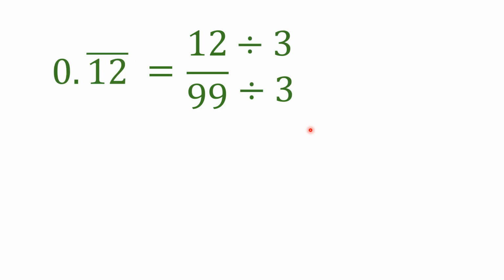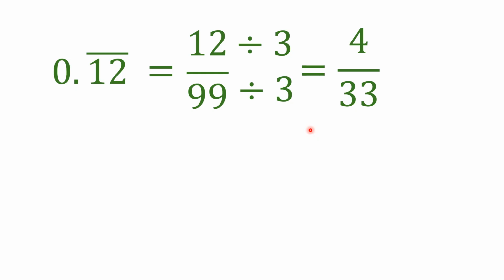So if two numbers are being repeated, you have to put it over nines. So it will be 12 over 99, because this is two digits repeated, so it's 12, 12, 12, and so on. The number of nines here depends on the number of digits being repeated. So if there are 5 numbers repeated here, then you put 5 nines at the bottom, and then we reduce it. Both are divisible by 3. So 12 divided by 3 is 4, and 99 divided by 3 is 33.